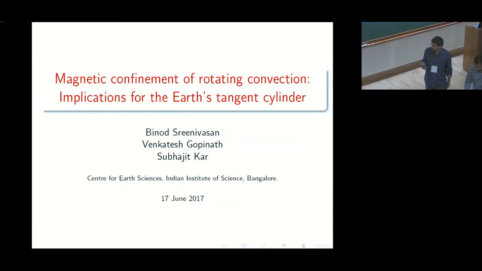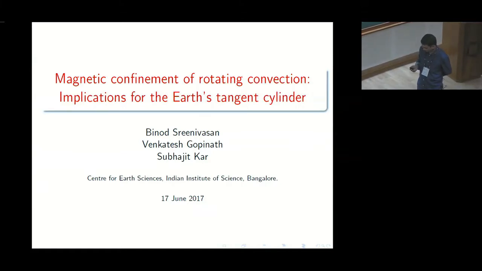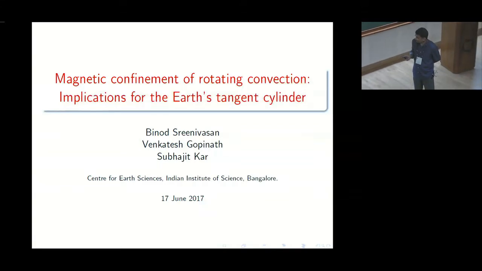Thank the organizers for giving us this opportunity to present this work. Something which we have been doing for the last 2 years at IISc Bangalore. And this has got to do with the convection within the Earth's core, which gives rise to the magnetic field of the planet, as you know.